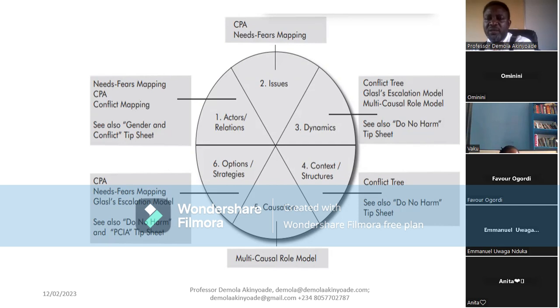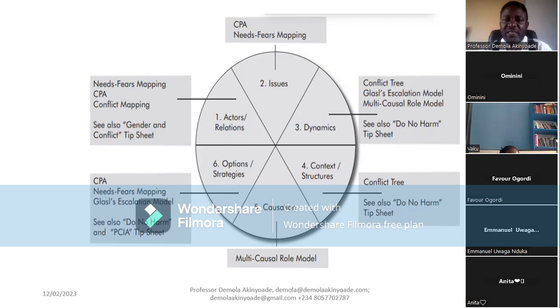All these 4 tools are for actors, to map different things or to analyze different aspects of the actors. Now, you agree with me that someone that uses one tool to analyze actors and someone that uses 4 tools to analyze actors, one of them will have a deeper understanding of what is going on with the actors than the other. Is that true, Ominini? Yes, it is. You understand? So many times we use multiple tools for a particular element.